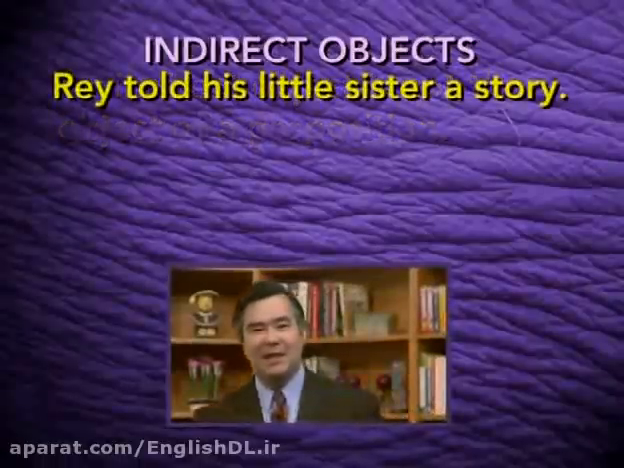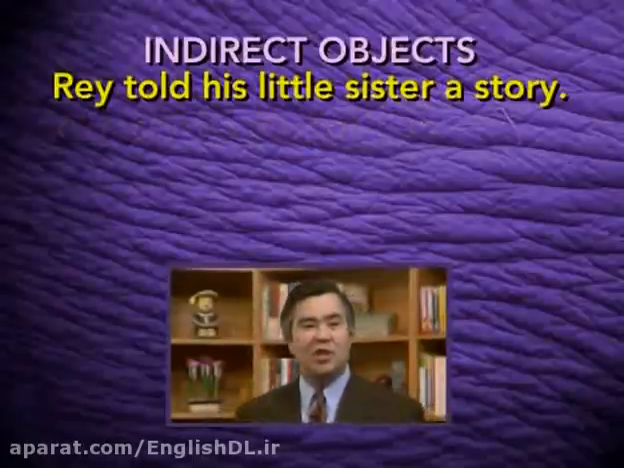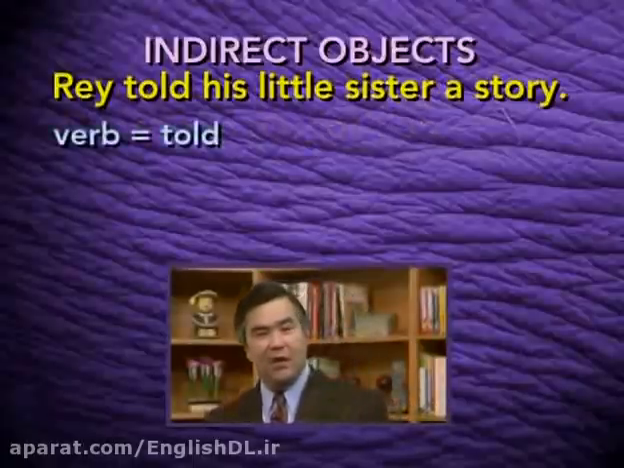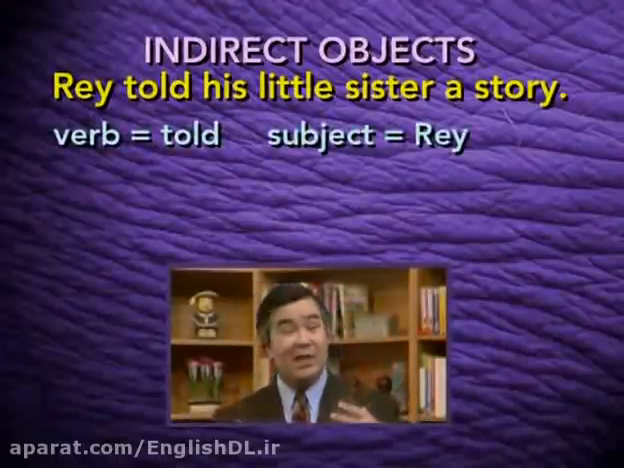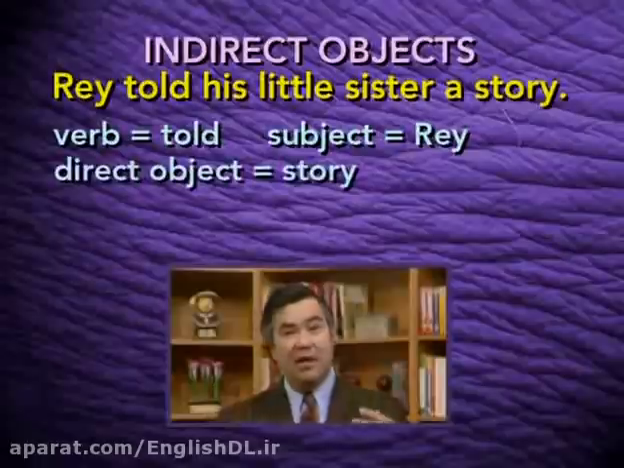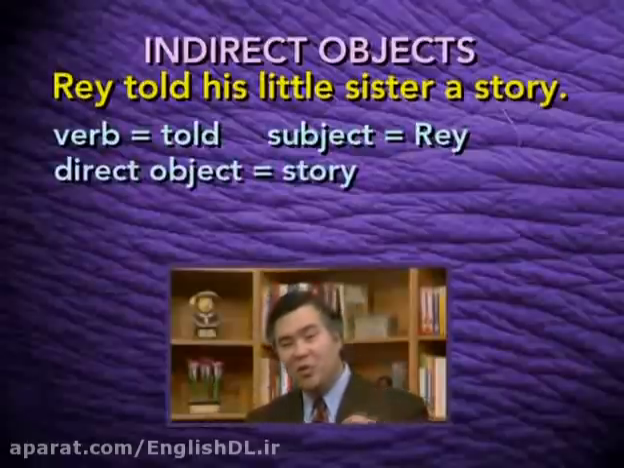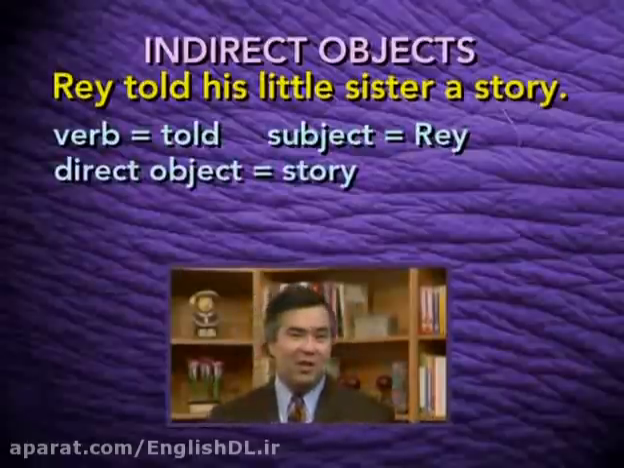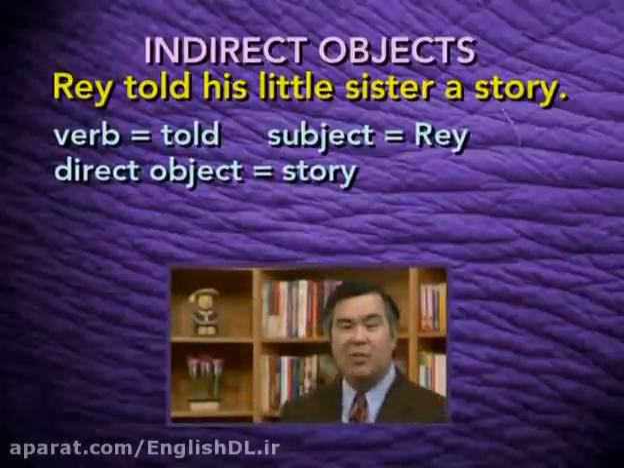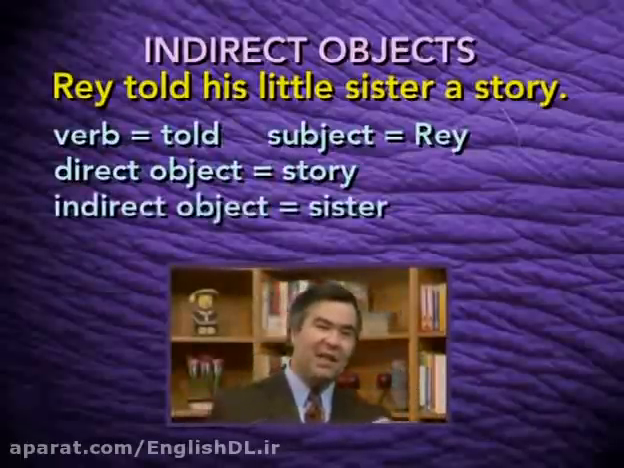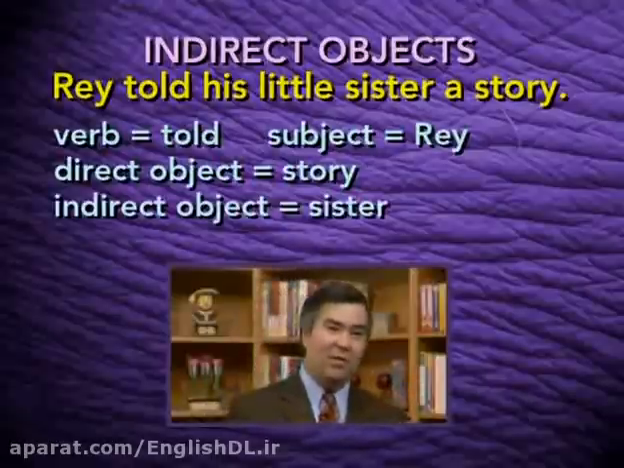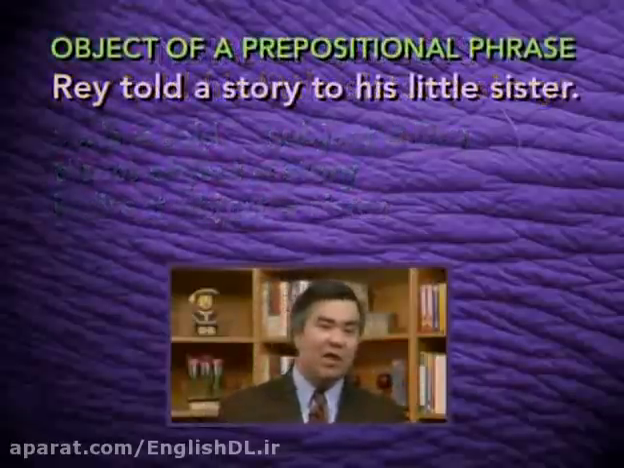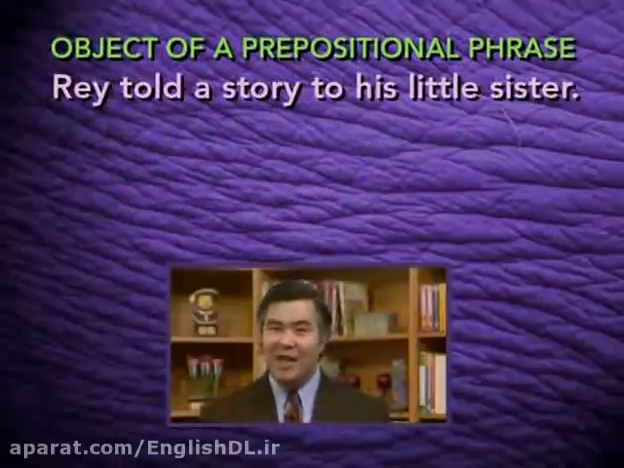Look at this sentence. Ray told his little sister a story. The verb is told, the subject is Ray. The direct object, that is, what did Ray tell, is story. That's what Ray told. Now, to whom did he tell the story? Answer, sister, his little sister more specifically. So sister is the indirect object, and it's placed just where it is supposed to be, between the verb and the direct object.